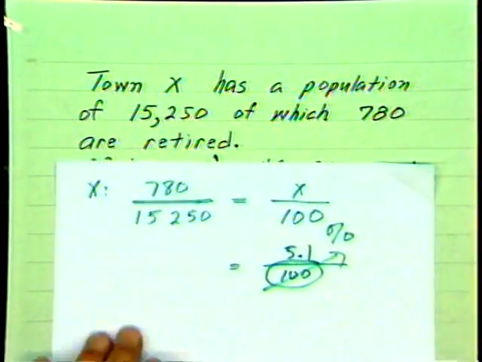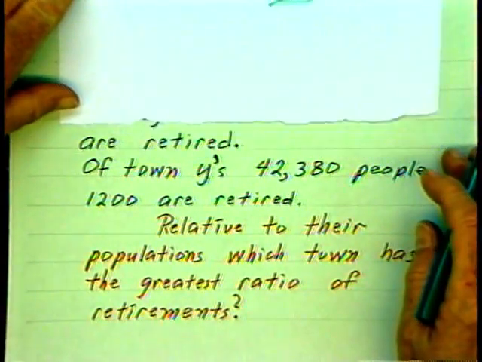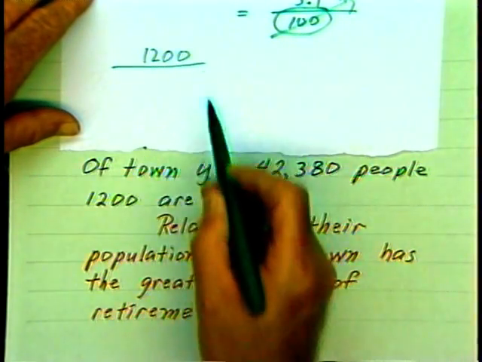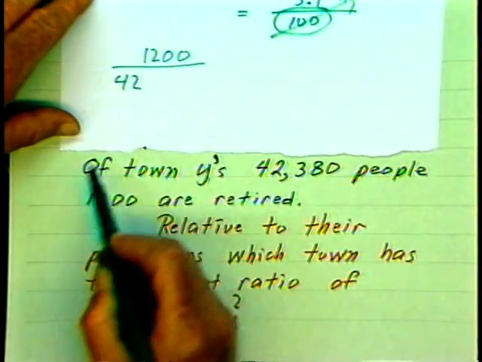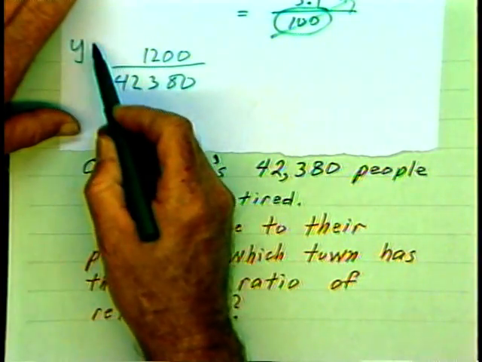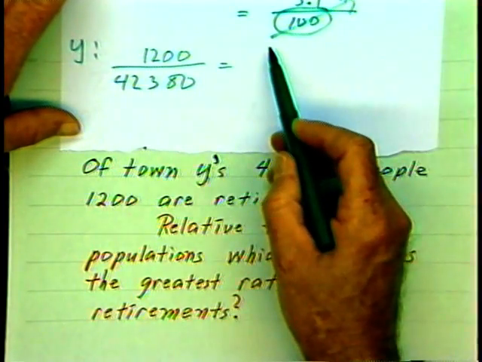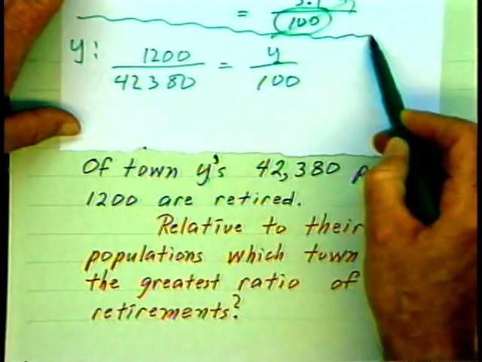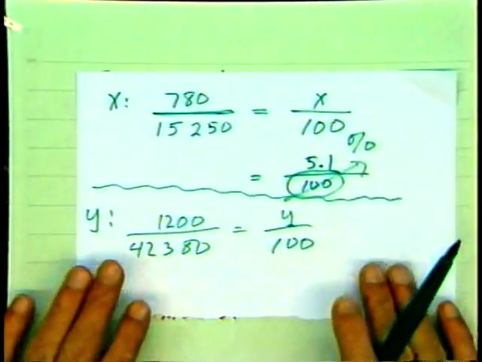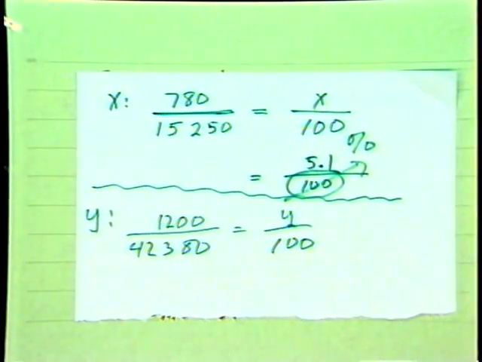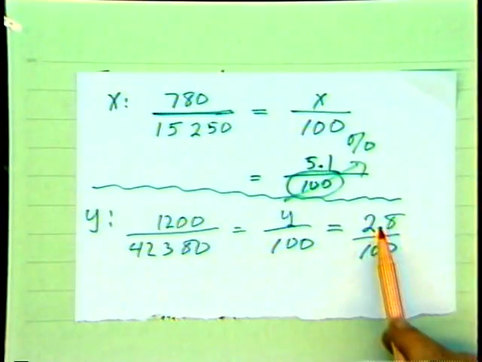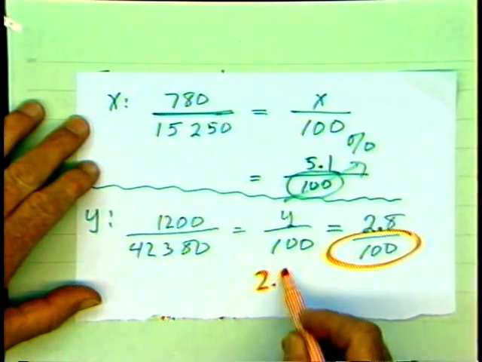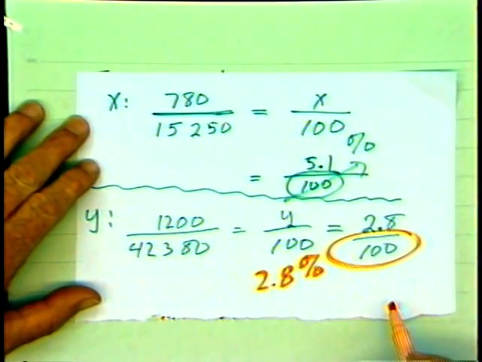Doing the same thing for Town Y, it has 1,200 retired people out of 42,380. Now we'd like to know, what is that per 100? So we can compare it more easily with Town X. So again, solving this proportion, we would get for Y 2.8 per 100. And again, instead of saying per 100, we say 2.8 now per cent, which means the same thing.